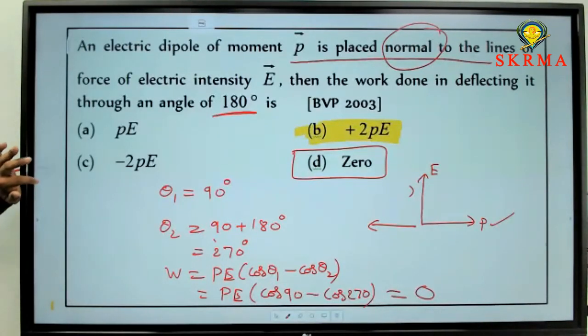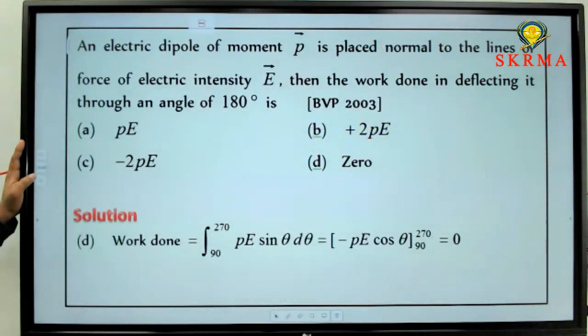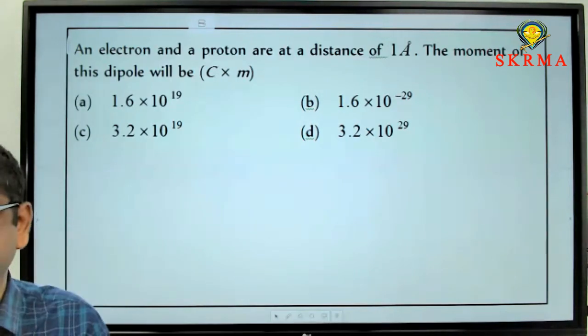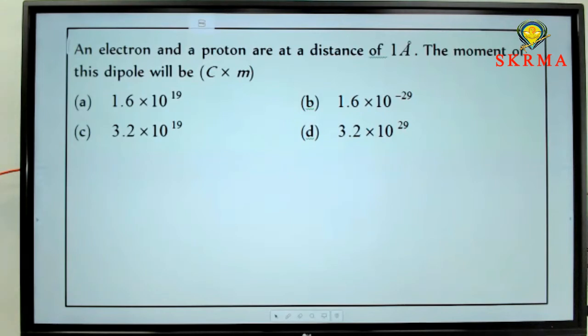Is this clear or not? So the answer is option D. Option D is correct. Next one, try to solve this one. An electron and a proton are separated by a distance of 1 angstrom. Then find the moment of this dipole. Moment is nothing but the dipole moment, which is easy to calculate. Try to solve that one. You have to solve for the dipole moment only.